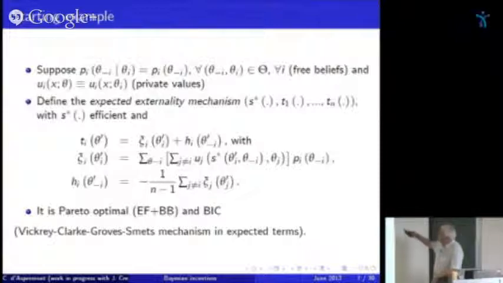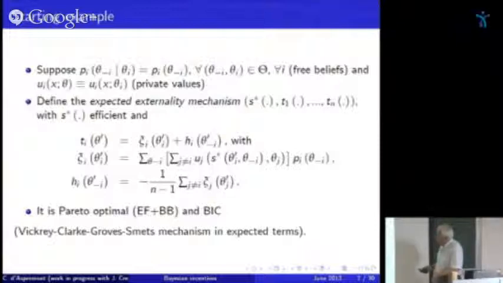So let me give the starting example. I call it the starting example because it was the example given in 1975, and it is very easy because it's a generalization of the Vickrey-Clarke-Groves mechanism, but in expectation.